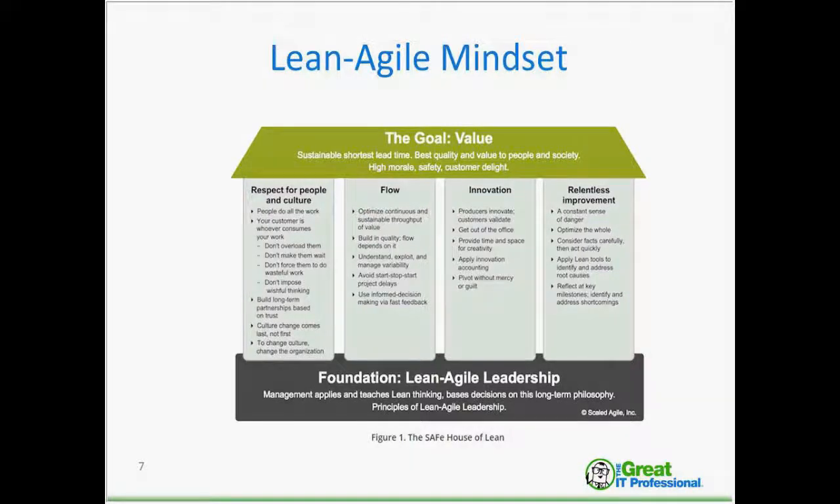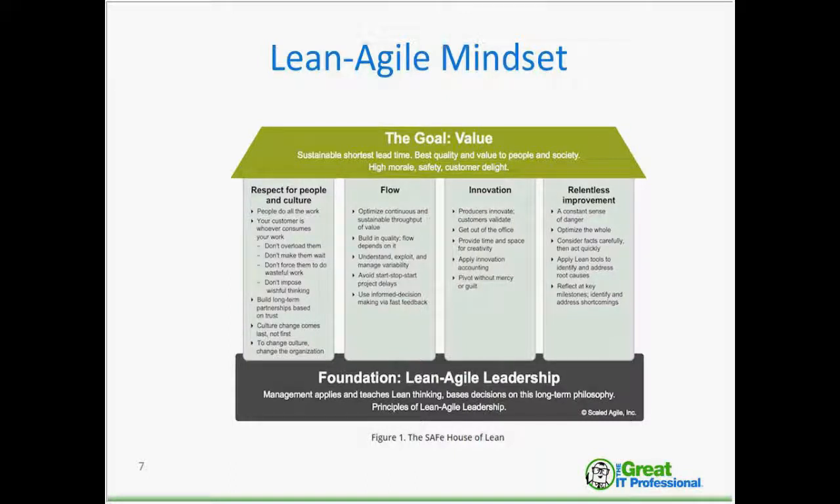And your customer is whoever consumes your work. You don't want to overload them. You don't want to make them wait. You don't want to force them to utilize wasteful work or impose wishful thinking on the customer. These are things that are supported by the Lean-Agile Mindset. And you want to build long-term partnerships based on trust. You want to have a good relationship with your customers and people in general that are supporting the solution.